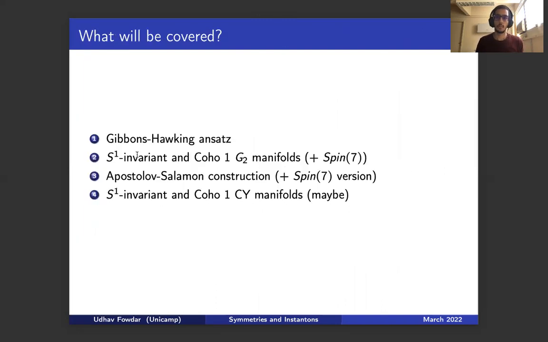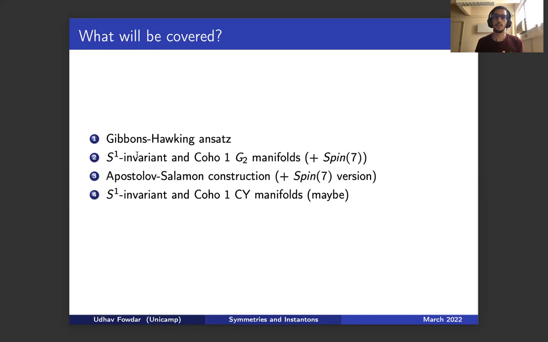Here are the topics I want to touch upon in this talk, namely the Gibbons-Hawking ansatz, which is a way of producing S1-invariant hyperkähler manifolds. I'll discuss certain S1-invariant asymptotically conical G2 manifolds, and also Spin(7) analogs of that. I'll discuss the Apostolov-Salamon construction, which is a way of producing S1-invariant G2 metrics, and a certain T2 version of their construction, and give certain examples of instantons in these cases.